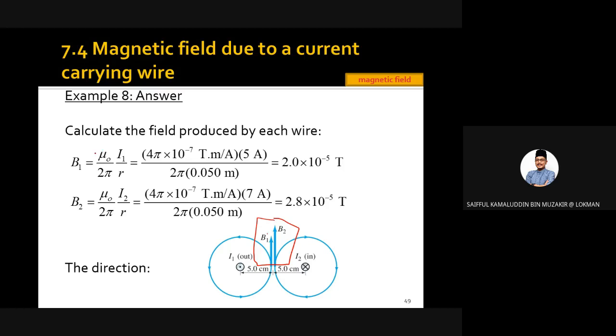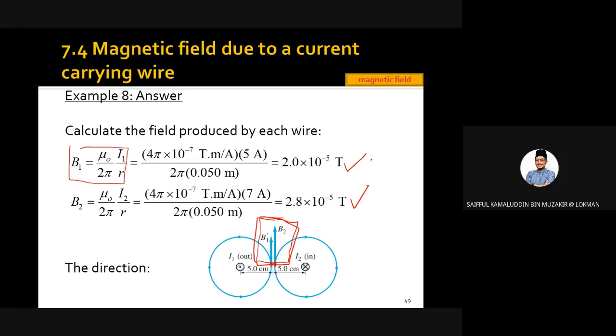So B1, using the formula, straight away we will get this one. B2, we will get this one. Now, see the direction. Both are going upward. Exactly over here at the midway. Here, actually it is not visible. It is actually small here and there, but I zoom in so that it appears big like this. So that you can see, oh, B1 and B2 are both upward.